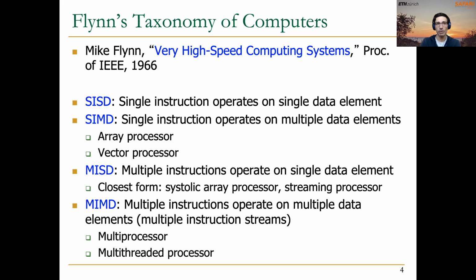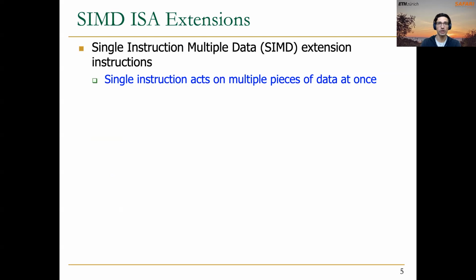But let's start talking about SIMD processors, and in particular, let's give this example of the SIMD ISA extensions that we find in most CPUs these days. The idea is to have a single instruction operating on multiple pieces of data at a time, and this is something pretty useful for some applications, for example, graphics or image processing, where we typically operate on pixels of the image or pixels of a graphic.